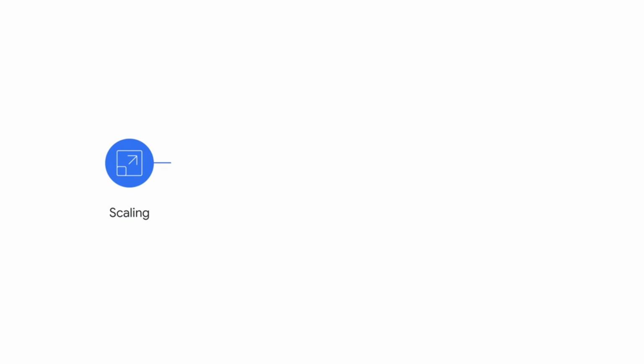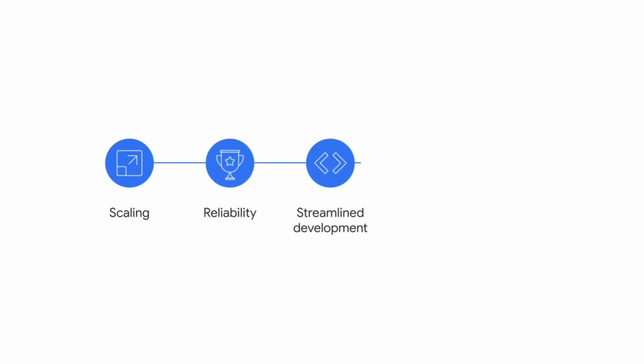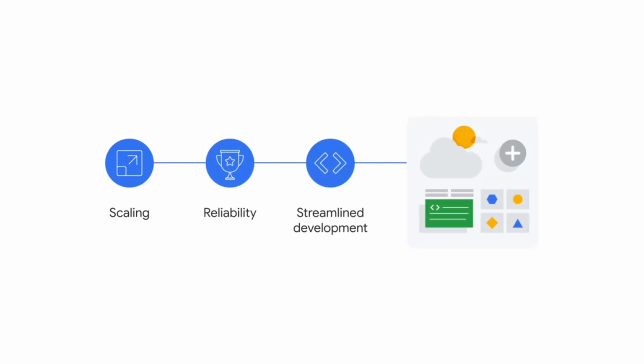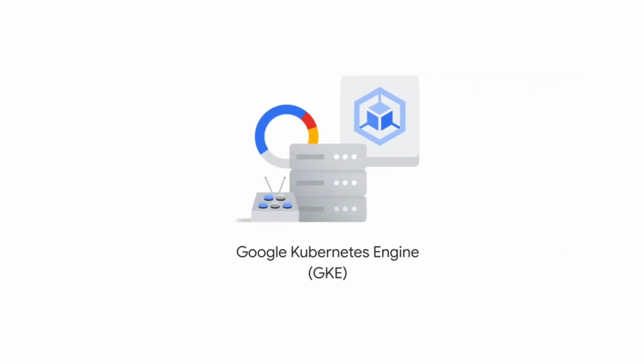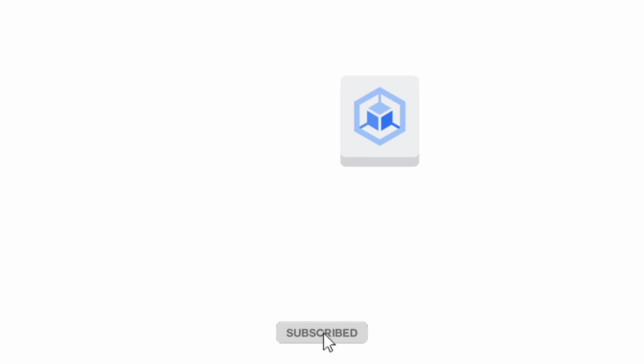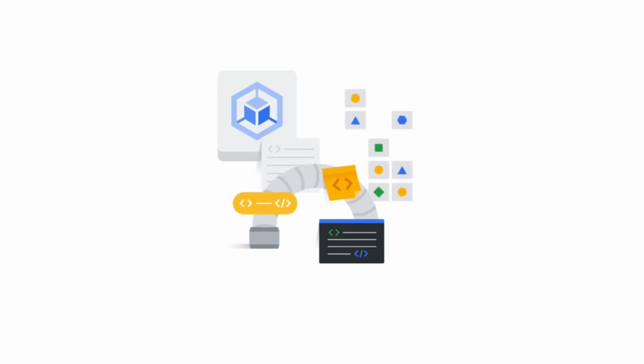Imagine effortless scaling, reliability, and streamlined development for cloud-native applications. That's the power of architecting with Google Kubernetes Engine, or GKE. But powerful tools like GKE manage a vast array of interactions and configurations. How can you harness its power?